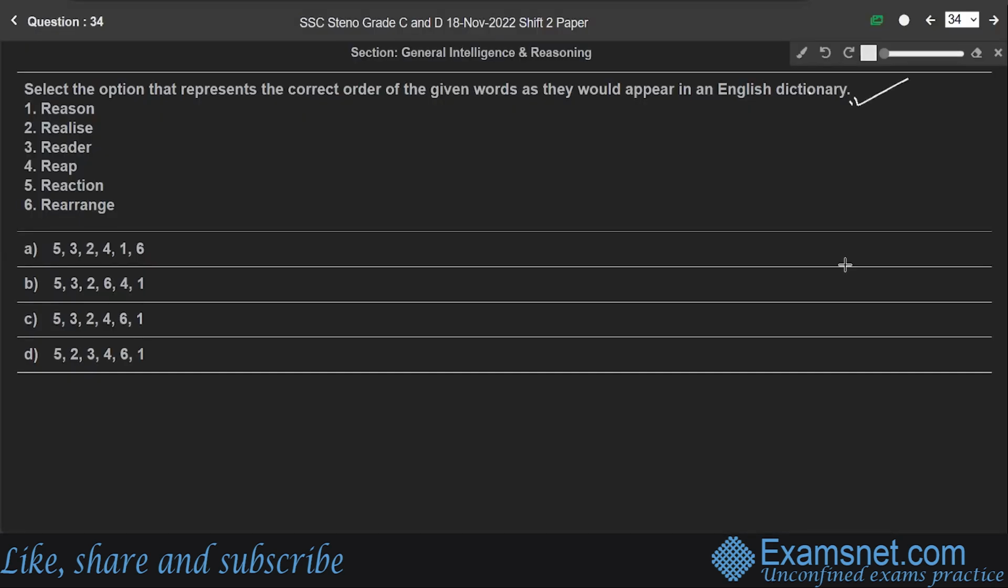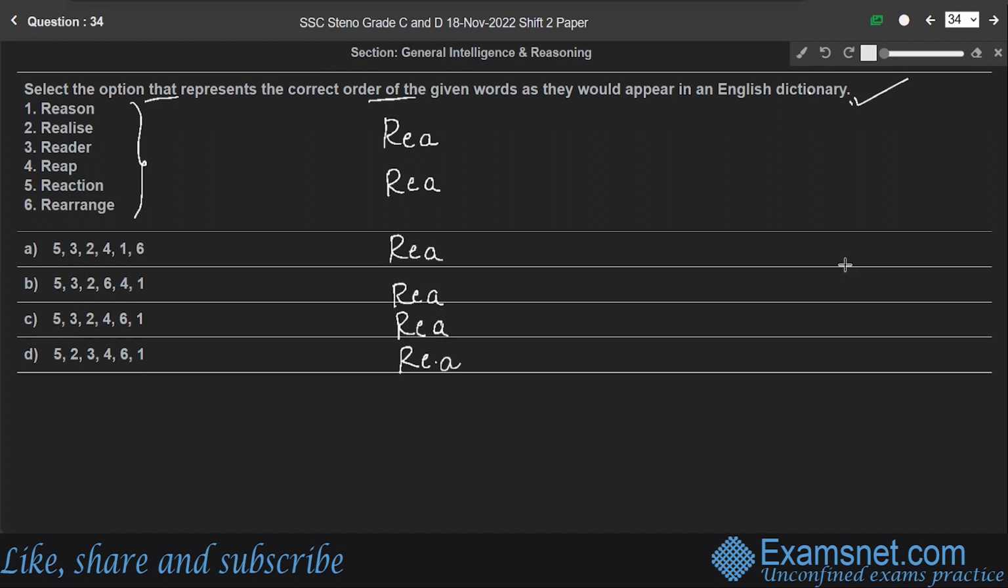Question 34. Select the option that represents the correct order of the given words as they would appear in an English dictionary. We have 6 words here. All these words start with R, and even the second letter is common: R-E, in each word, six times. So we focus on the third letters. In each word the third letter is common, which is A: R-E-A.